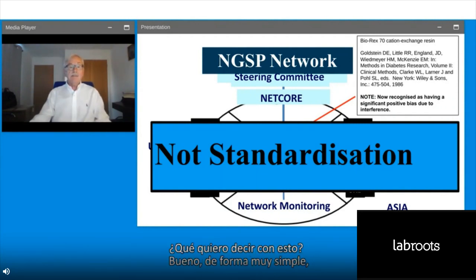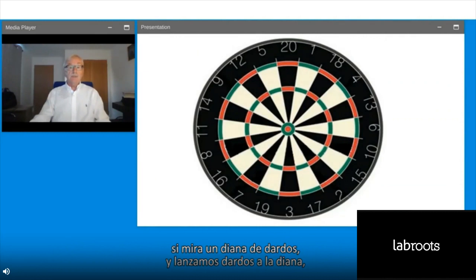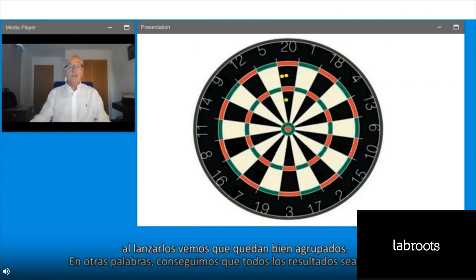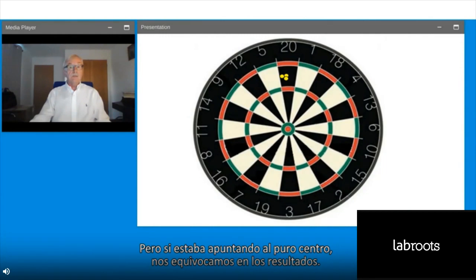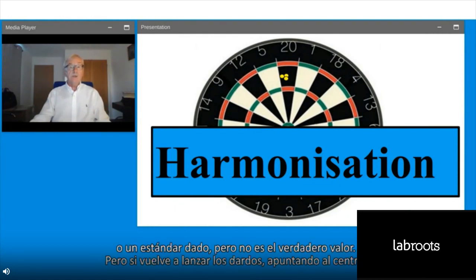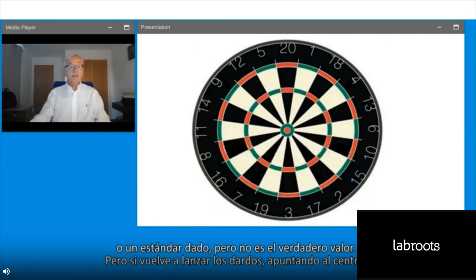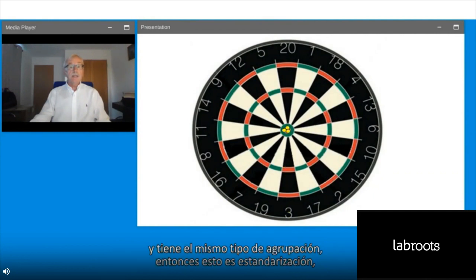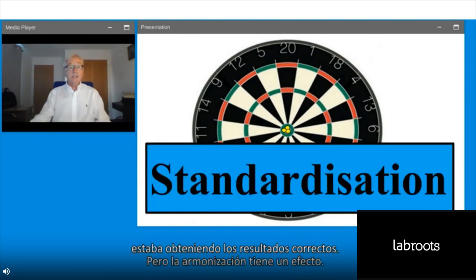Well, very simply, if we look at a dartboard and we throw darts at the dartboard, and we've got good grouping together, in other words, we get all the results to be the same. But if you're aiming for the bullseye, we get the results wrong. This is harmonization. All the results are harmonized to a given value or given standard, but it's not the true value. Whereas if you throw the darts again, aiming for the bull, and you get the same kind of grouping, then this is standardization. You're getting the right result.